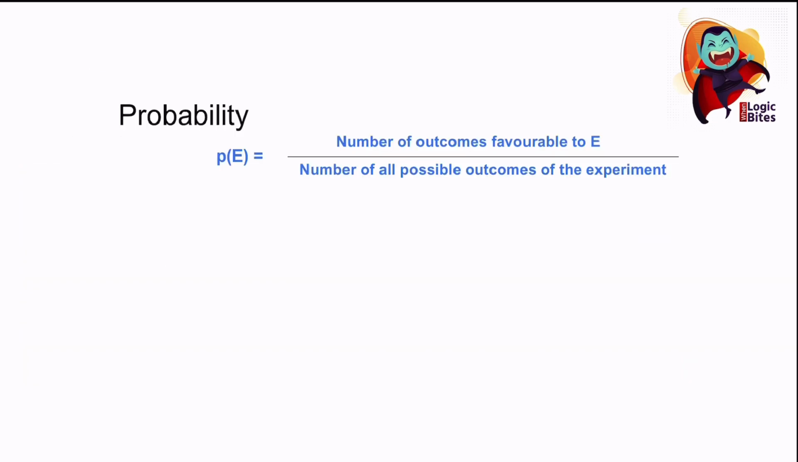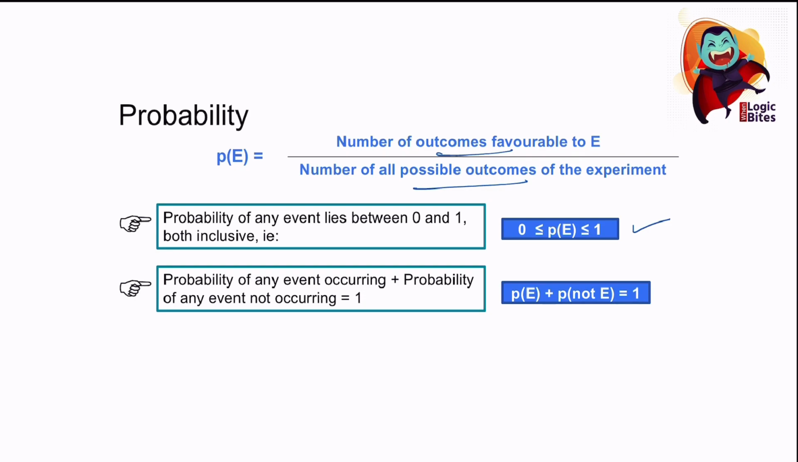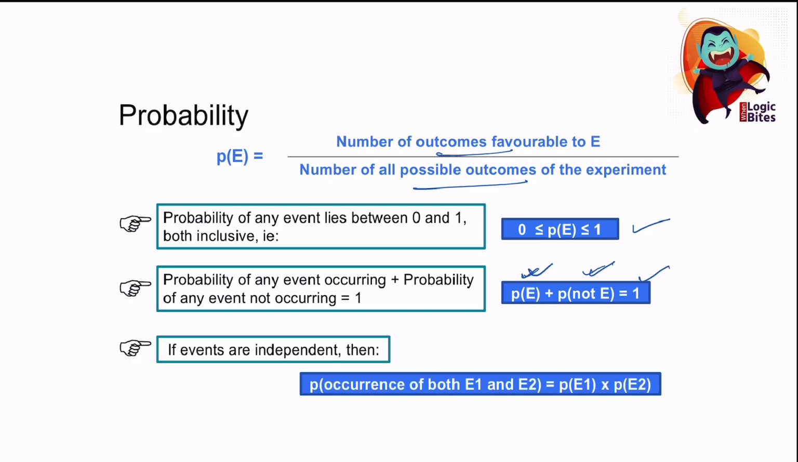Probability, as we have already seen, is a ratio of the favorable outcomes to the total number of possible outcomes. So probability lies between 0 and 1. And the probability of any event and the probability of its complement, let's say if we roll a die and we want an even number, so that is our event. So the probability of not getting that even number will be the complement of that event. So the summation of these two will always be 1. And the probability of independent events taken together will be the product of individual probabilities.